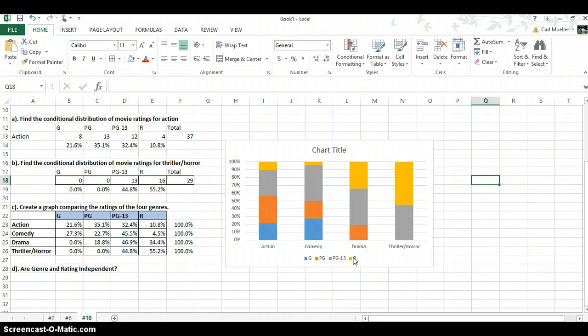And so, okay, are genre and rating independent? Now, independent means, is there any correlation between the two? Are they independent of each other? Do genre and rating affect each other? And you can see PG-13, thriller, drama, comedy, action. So what you can say is that they are independent of each other, because there's no real relationship between the two. An action movie can be G just as much as it can be R, based on our analysis.